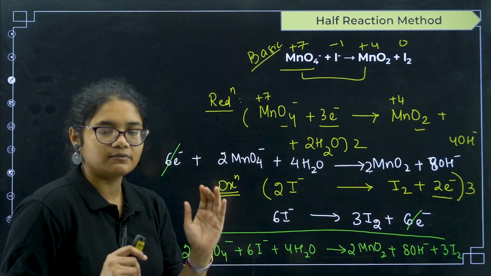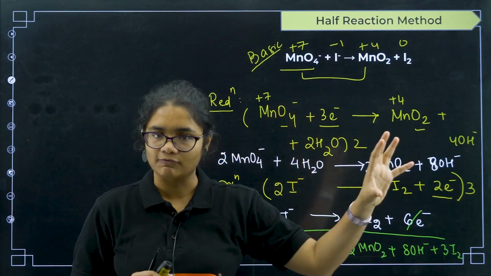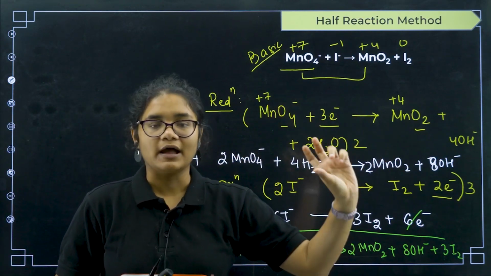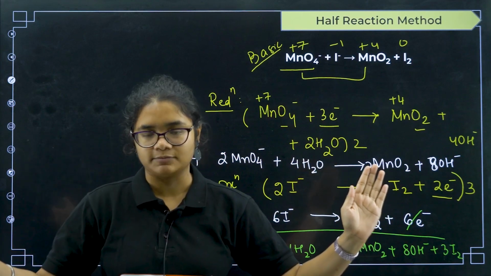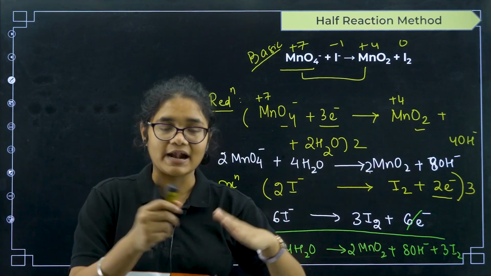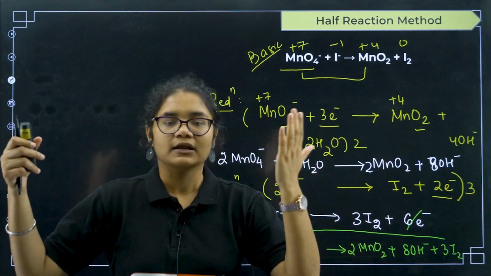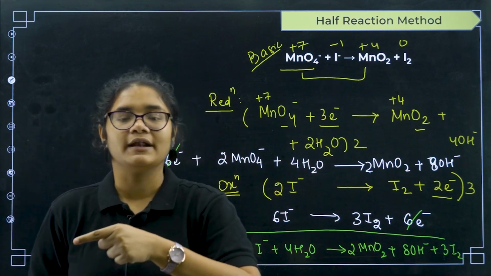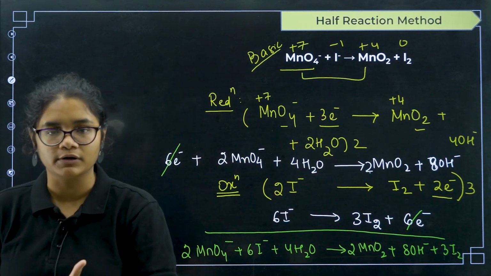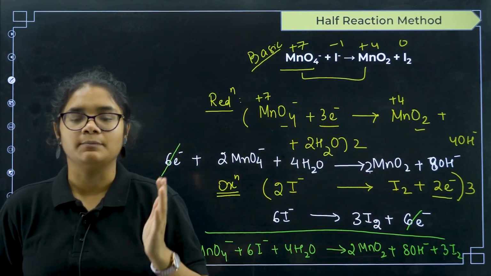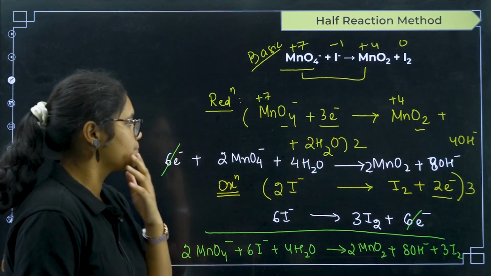So for basic medium, first you need to balance oxygen by adding water. When you add water, hydrogen will get disturbed, so you have to add H plus on the other side. Immediately you have to add OH minus on both the sides, okay. Now on the side where you have added H plus and then added OH minus, you convert it into water, and on the other side, you need to subtract the water, okay. That is what you need to do.